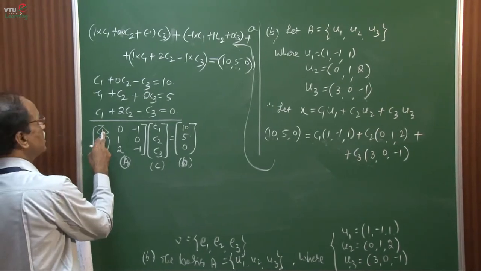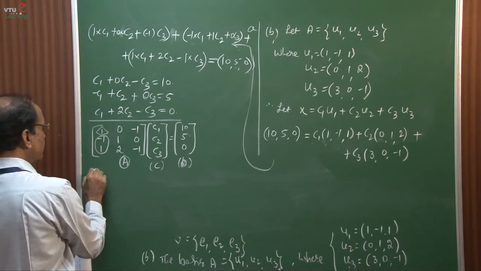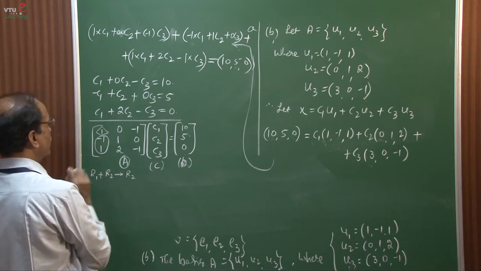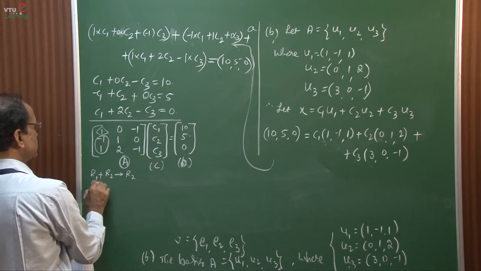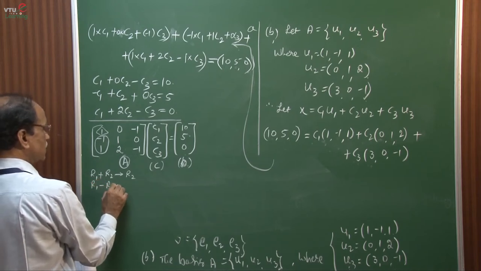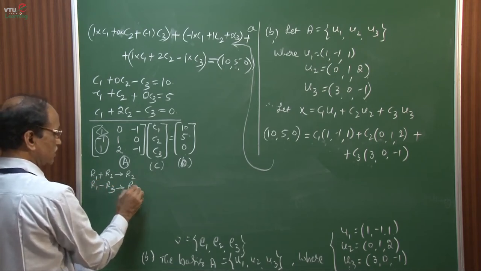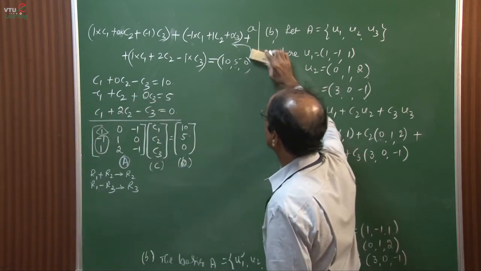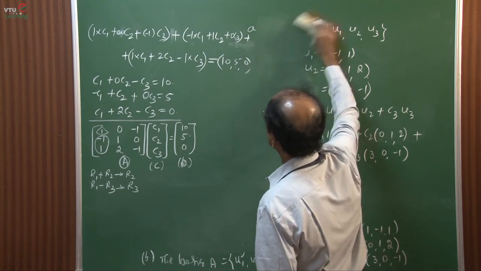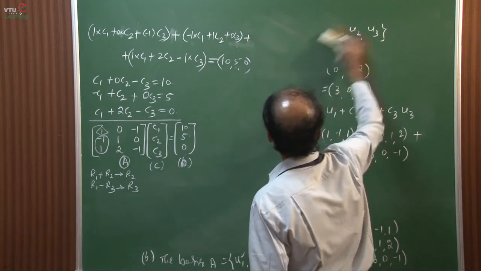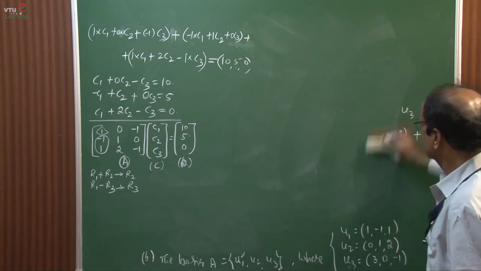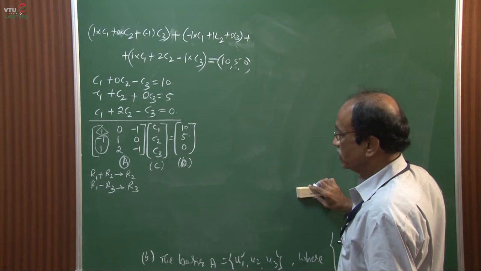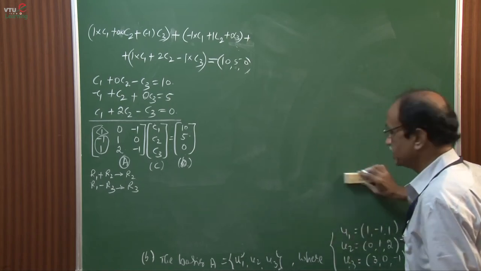This is anyway the pivotal element. So, pivotal element means R1 plus R2 affecting on R2. Next is R1 minus R2, R3 affecting on R3. Then you can write the calculation as a row operation, then the result of that you can operate. You will get changes on the right side in the second element and third element of the last column. Okay.